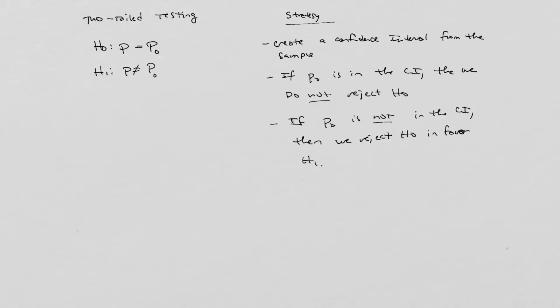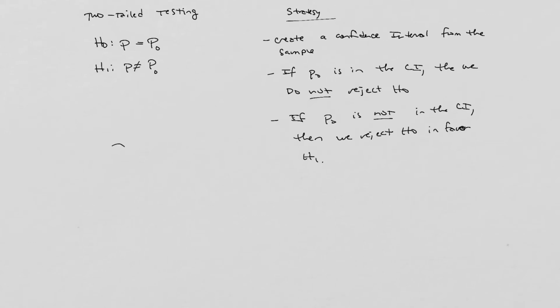So the idea is not too bad. We'll create some type of a confidence interval here. If p naught is inside that confidence interval, we accept the null hypothesis. If p naught is somewhere outside the confidence interval, then we reject the null hypothesis. All right, so let's walk through an example here.